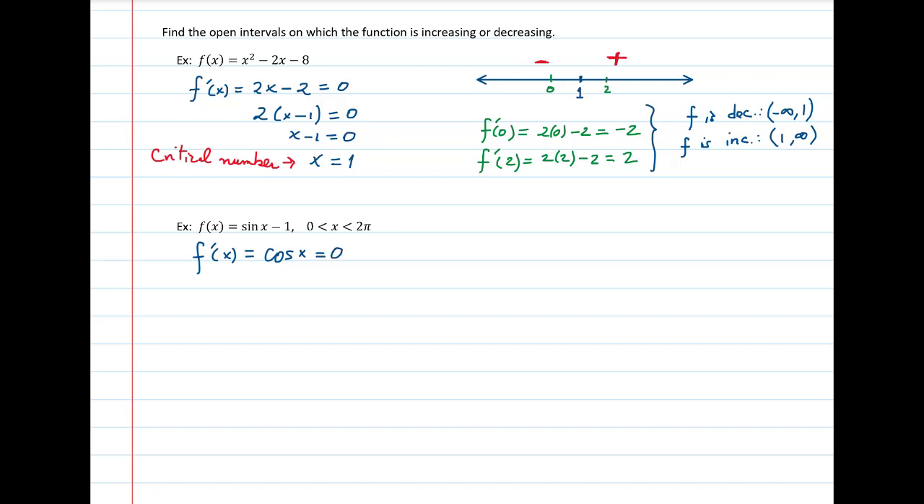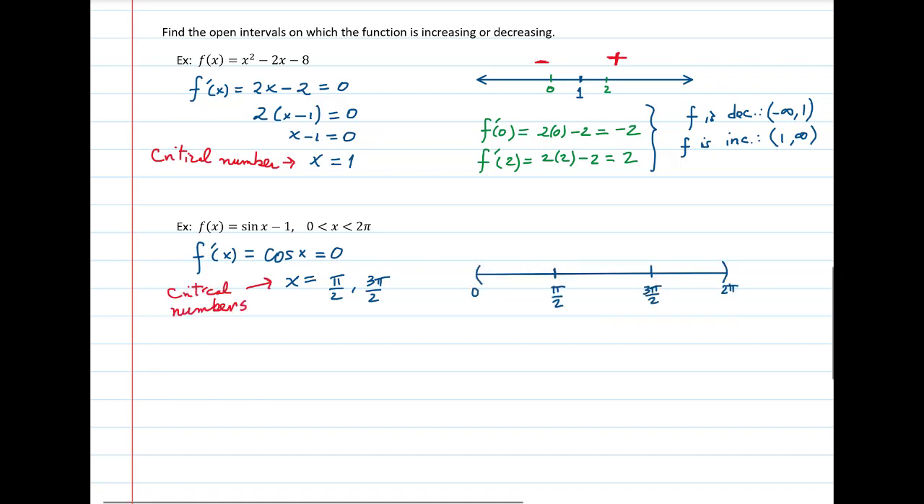Our first step is to find the critical values, and we do that by finding the derivative of this function. The derivative is just the cosine of x, and since cosine of x is defined everywhere, we don't have to worry about figuring out when the derivative is undefined. Just finding when the derivative is 0 will suffice, and that happens when x is equal to pi halves and 3 pi halves. So here we have our critical numbers.